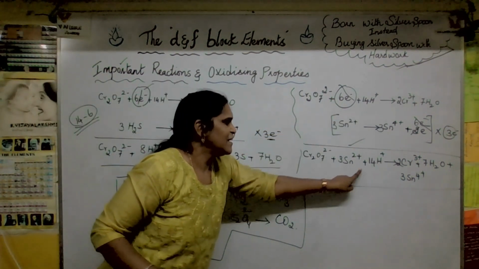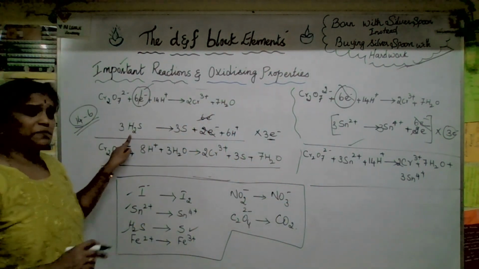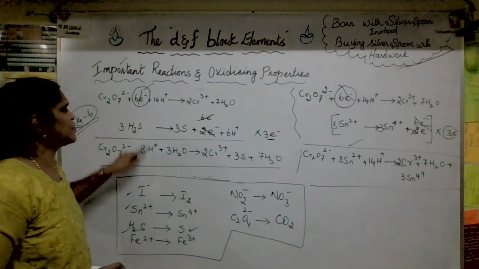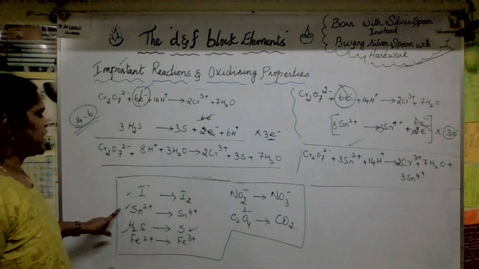See, here 14, here also 14. But here H plus ions come. How many H plus ions? According to that, you have to check. Hope you are clear with it.